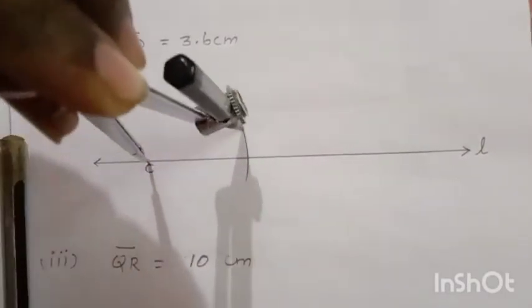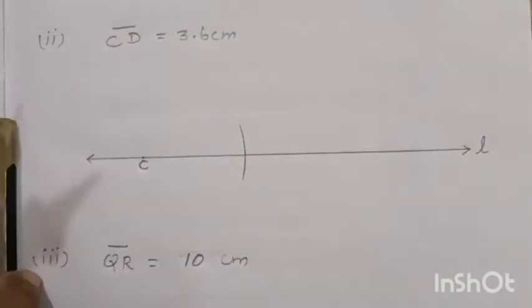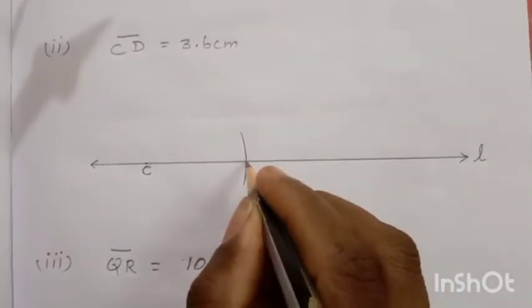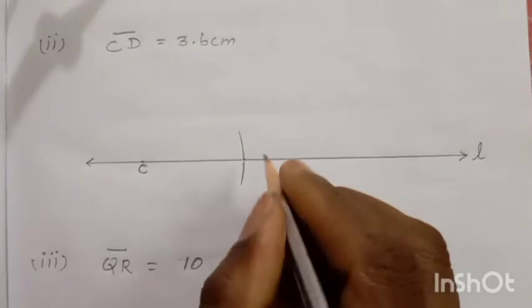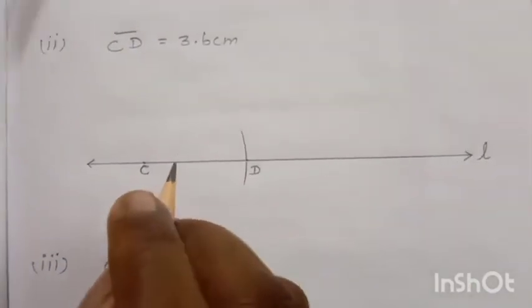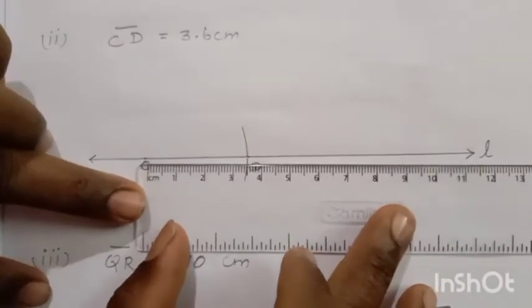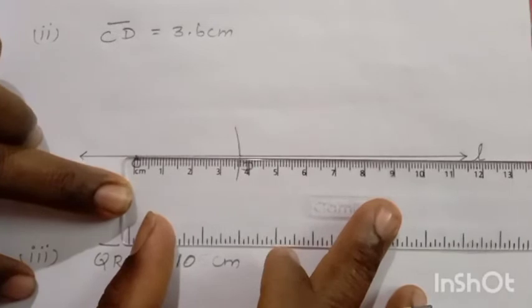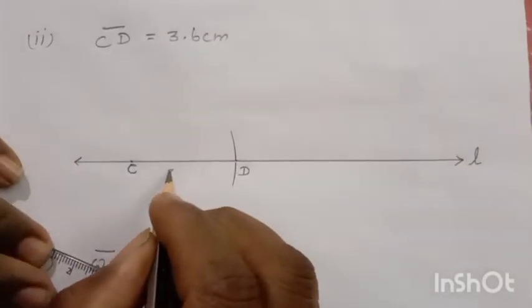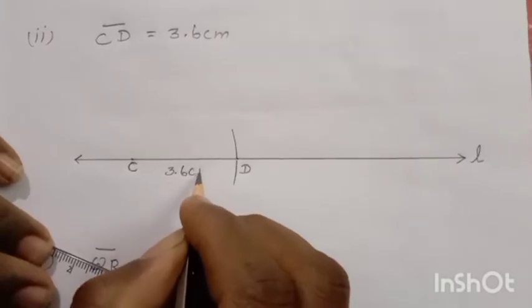What is this called? Arc. The point where the arc and the line intersect is D. Yes, this is 3.6 centimeter. With the help of the ruler, you have to measure from C to D. It is 3.6 centimeter. Okay students, this is 3.6 centimeter.